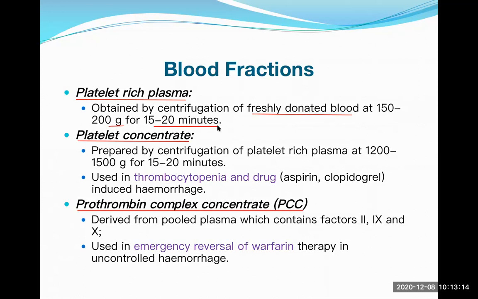That means, what are the indications for platelet-rich plasma? Those indications would be platelet deficiency disorders, known as thrombocytopenia, because of any condition. If there is a critically low level of platelets, then we have to order platelet-rich plasma. Or better than that would be platelet concentrate, because the plasma component is also removed. So platelet concentrate is always better than platelet-rich plasma. Now see this? They are used in thrombocytopenia and drug-induced hemorrhage, like aspirin or clopidogrel.